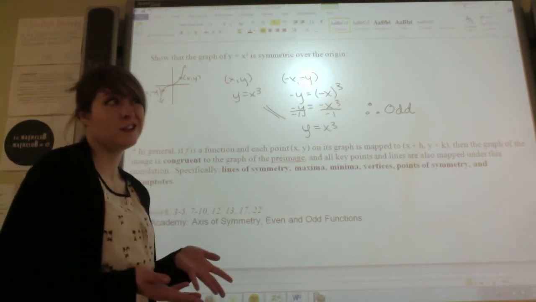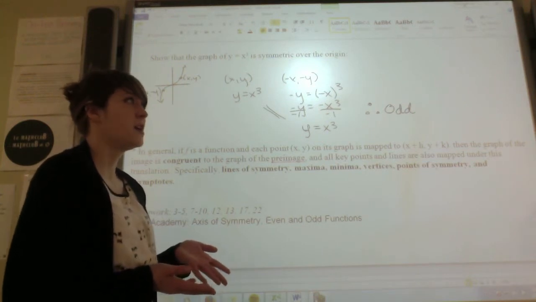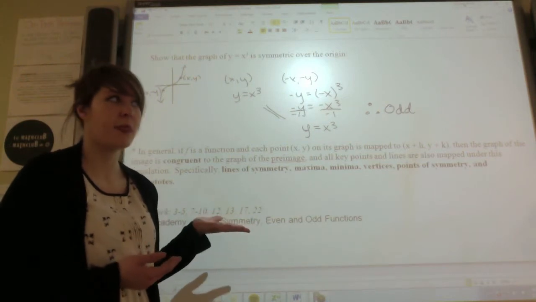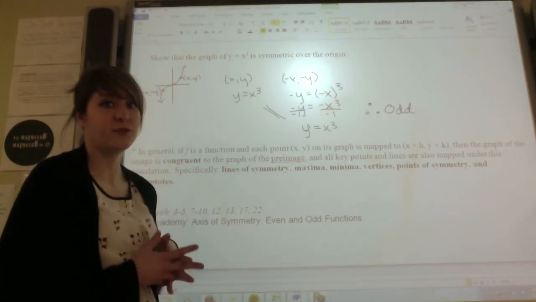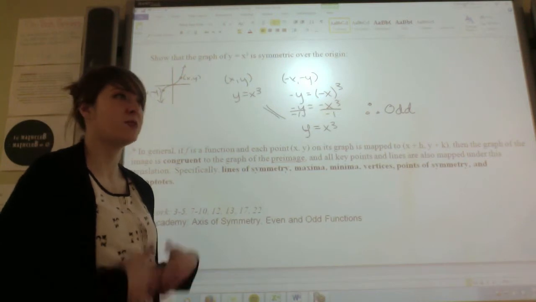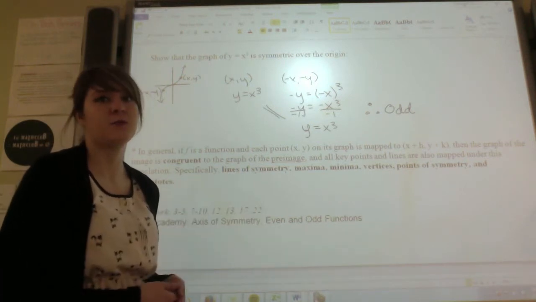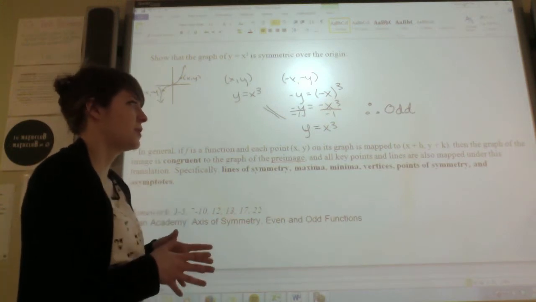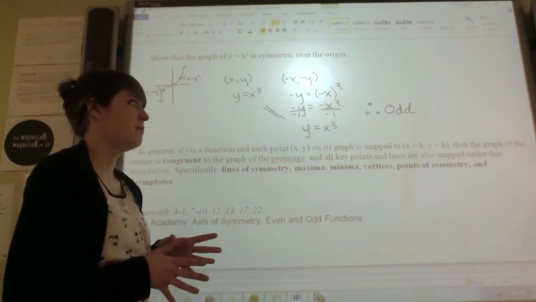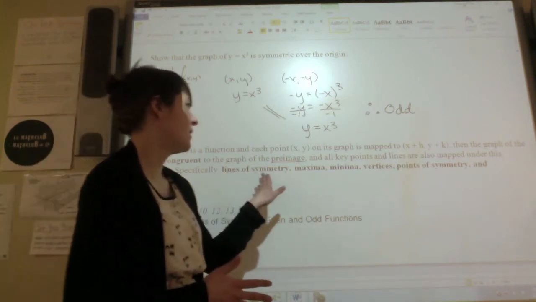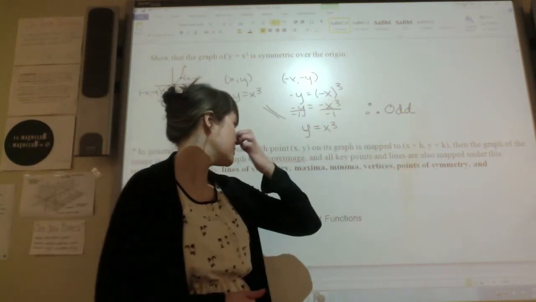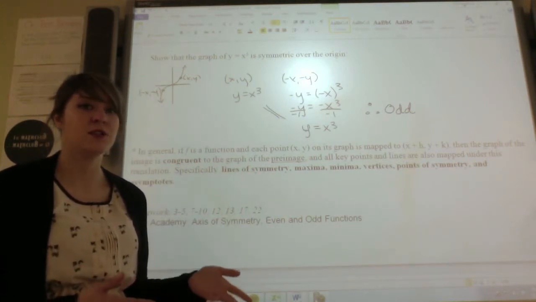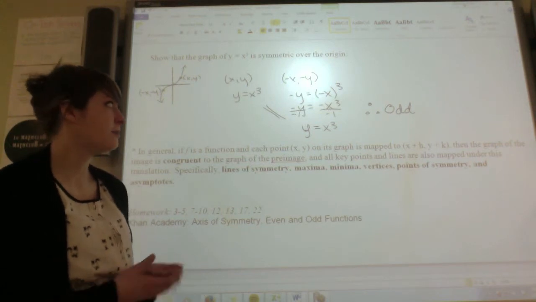So let's say, for instance, I know that I'm adding 3 to my y value, meaning I'm moving it up by 3. Well, if my original vertex was 0, 0, and I'm just moving it up by 3, my new vertex would be 0, 3. So basically, you can think about these translation images using the lines of symmetry, vertices, points of symmetry, any of those points, you can just use the same translation to figure out what your new graph is going to look like.